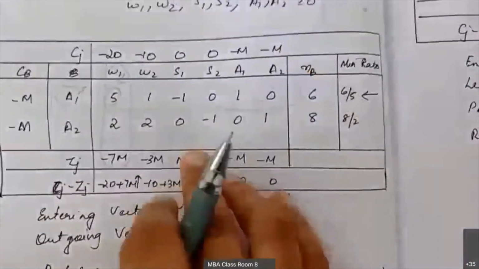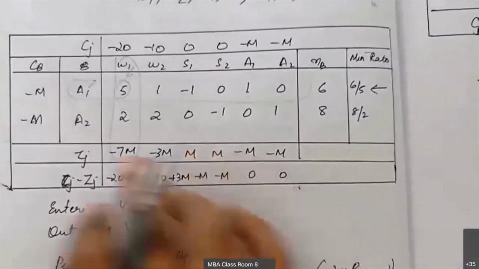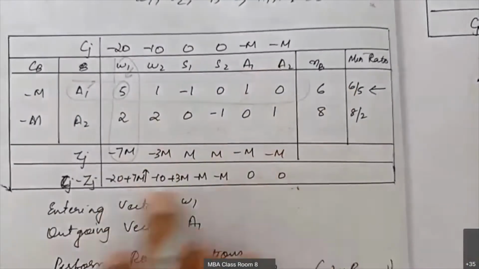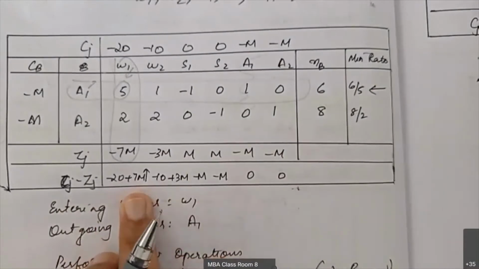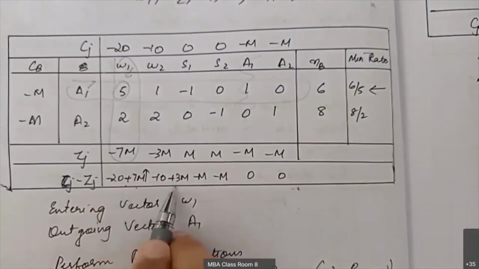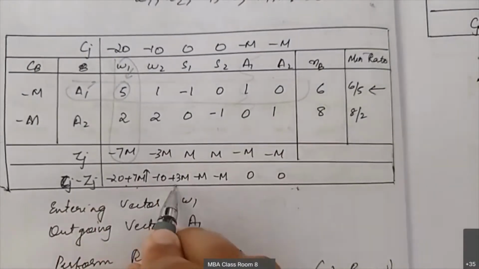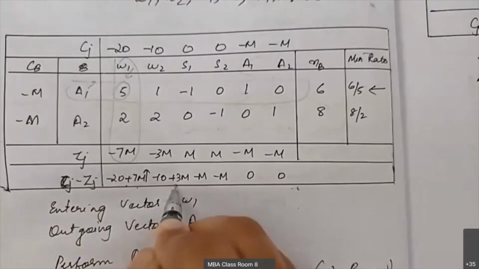Introduce all this into the first simplex table. Okay. We have the simplex table like this. Cj minus Zj, I have calculated. I have a positive value for the first one. See, both these values are positive. In that case, which one will you take? You have to take the greatest positive Cj minus Zj.